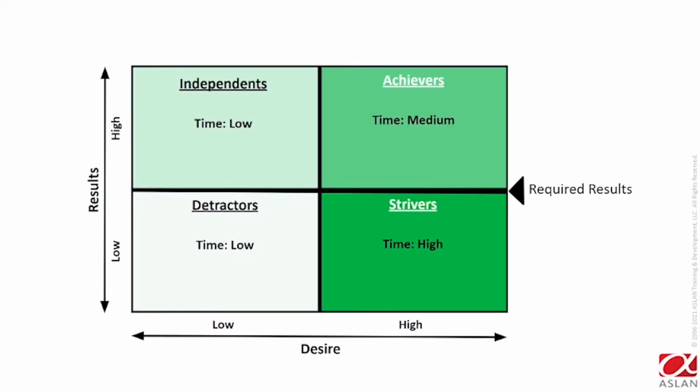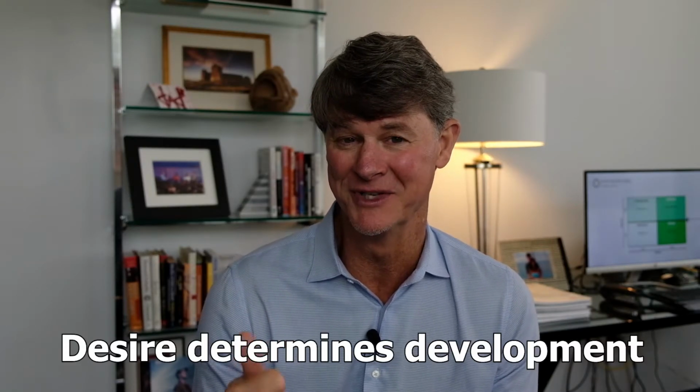And once managers learn to measure results and desire, their reps fall into 4 simple categories: achievers, strivers, independents, and detractors. And once they learn to categorize their team into those 4 buckets, there's 3 simple payoffs of the program. Number 1, desire determines development.